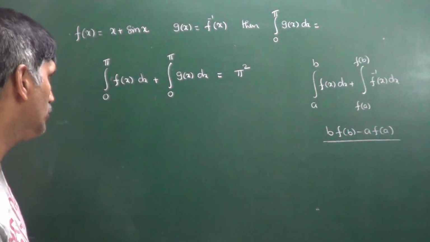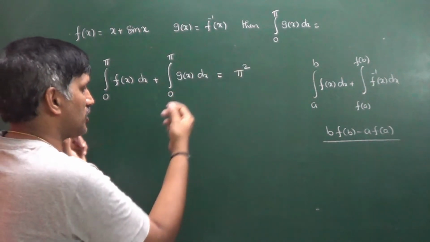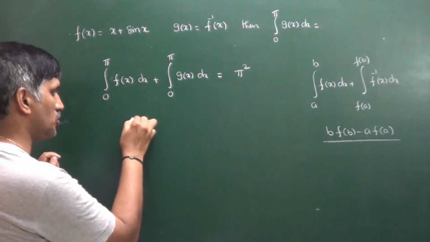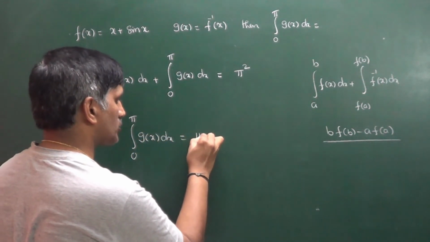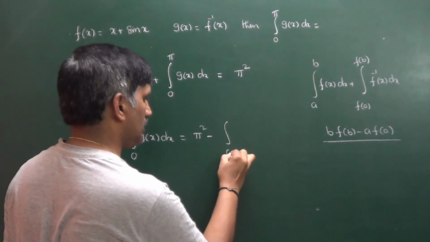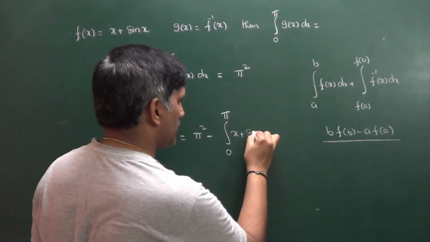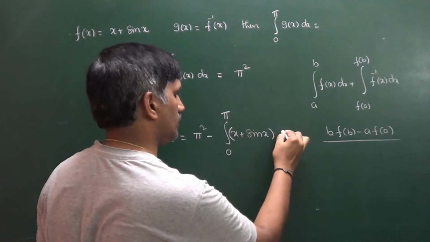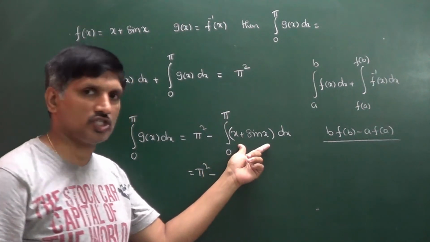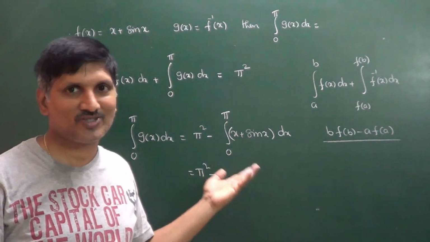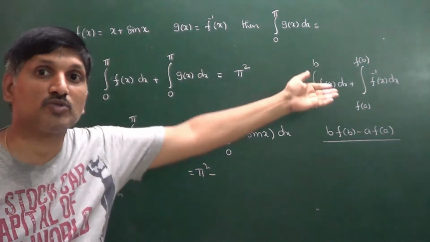That information we have. Now that's the reason: upper limits multiplication minus lower limits multiplication, I have written the answer. So we got integral 0 to pi g of x dx is equal to pi square minus integral 0 to pi f of x, and f of x is already given as x plus sin x dx. Now that is equal to pi square minus this integration, and you can apply the limits or not. So that is the way to proceed with that particular problem. Directly we are getting the answer with the help of this particular statement.